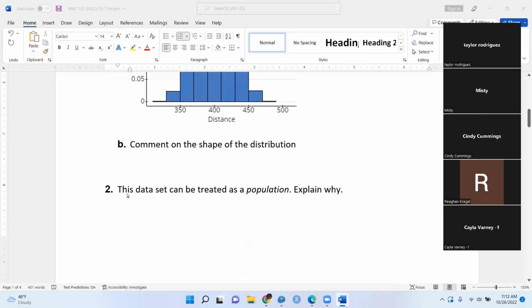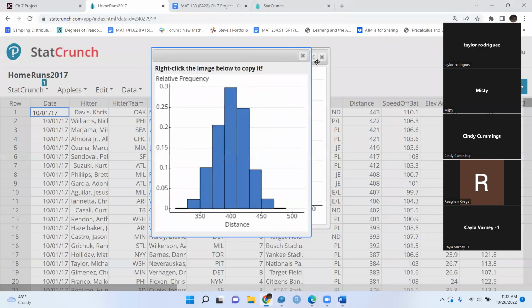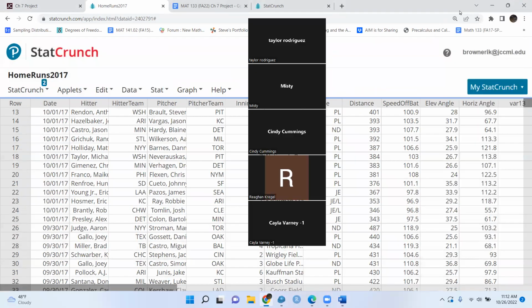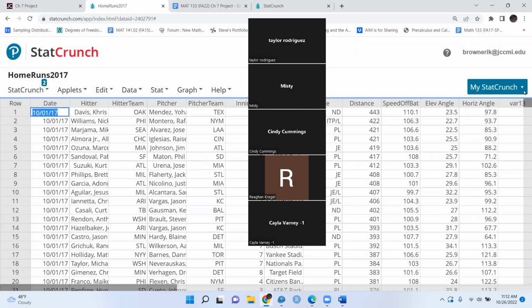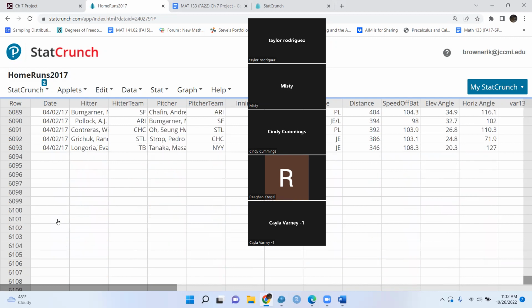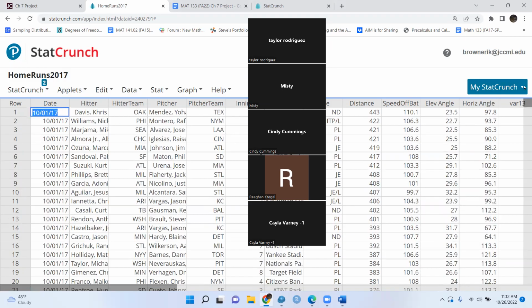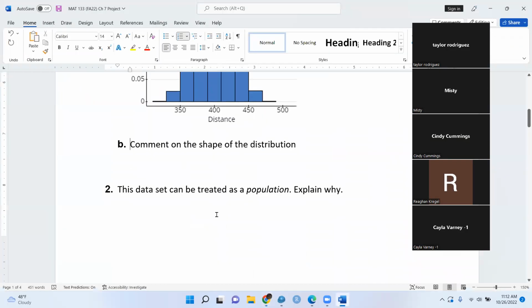How about the next part? It says this data set can be treated as a population. Why? Let's look at this. This is the home runs for 2017. Now, I don't know if anyone knows what dates Major League Baseball plays, but here's April 4 as the very last date, and here's October 1 as the very first date. That seems like the regular season, from my knowledge. So this is all the home runs hit in 2017. Does that help you understand why this is a population? Because it's all the home runs for the whole season.